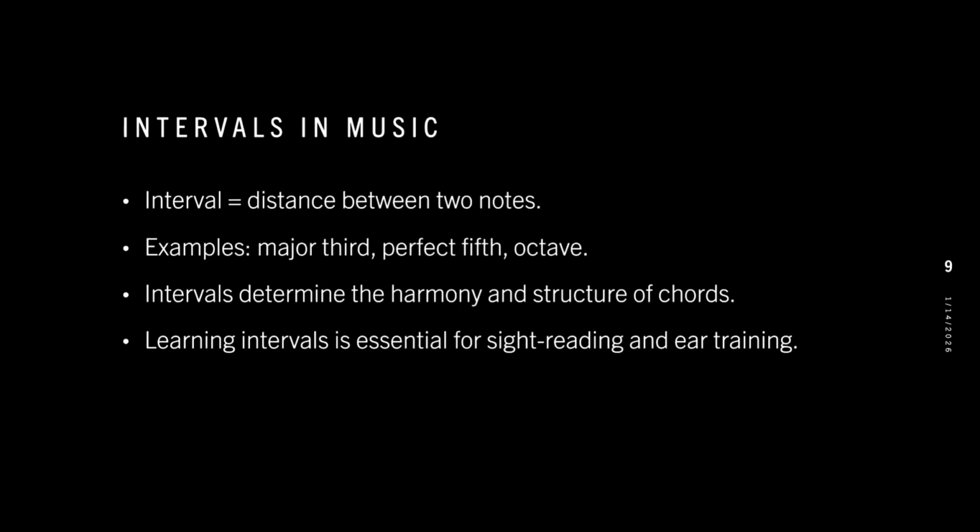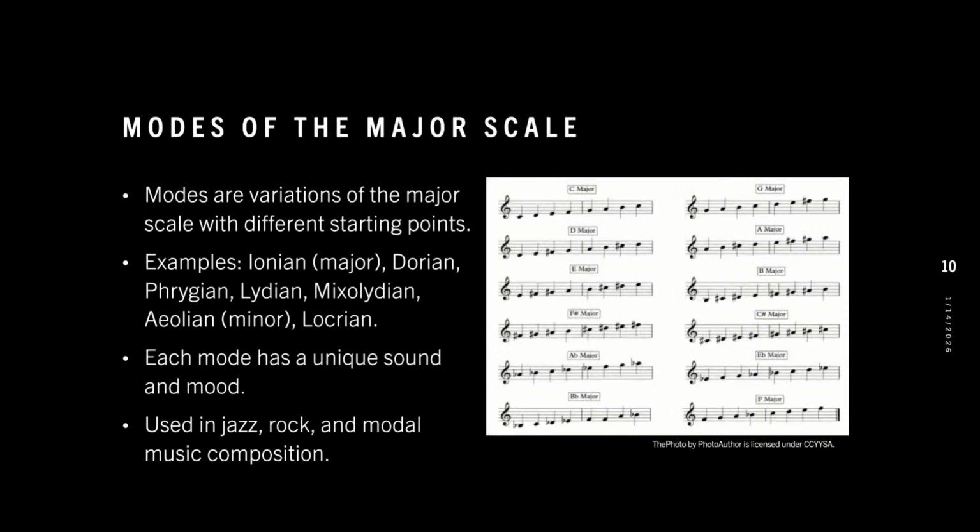Alright, modes are variations of the major scale, created by starting the scale on a different note while keeping the same sequence of whole and half steps. There are 7 modes. Each mode has a unique sound and mood. The Ionian mode is the same as the major scale, bright and happy.